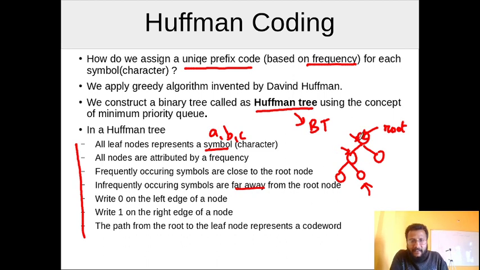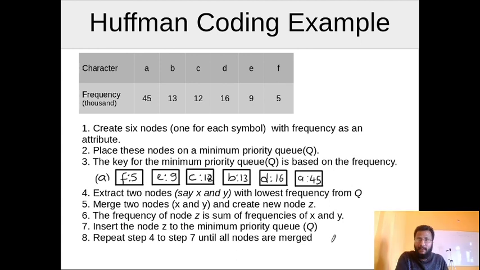Always on the left edge we will write 0, on the right edge we will write 1 for each node, and the path from the root to the leaf will give us the code word. We are going to demonstrate this, do not worry. Okay, let us take this example. The same example, characters are given to us, A to F, and the frequency in terms of thousands.